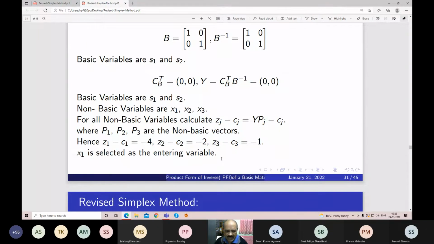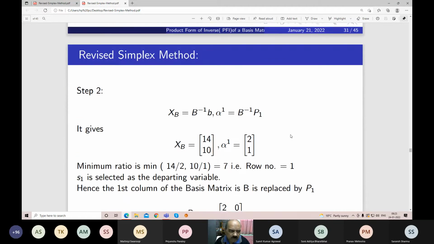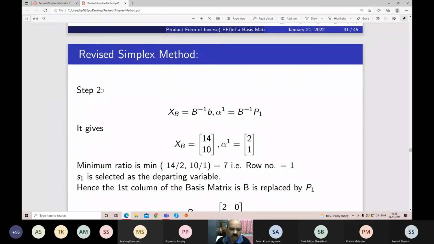Once xj is selected as the entering variable, we are interested in the departing variable. Step 2: what is step 2? Xb equal to B inverse into b.